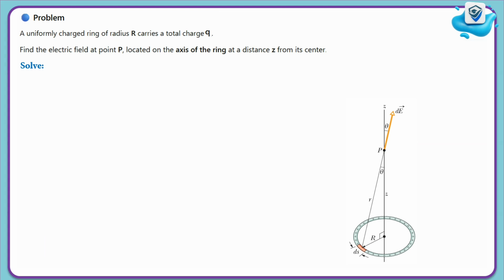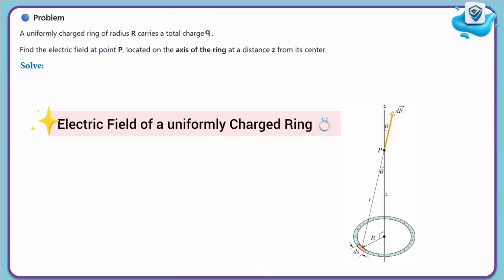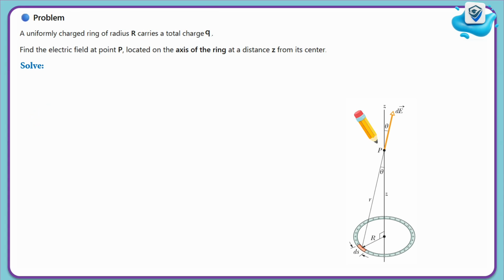Now let's solve another important electric field problem. In this example, we have a uniformly charged ring, and we want to find the electric field at a point located on the axis of the ring. We'll solve it step by step using symmetry and integration.